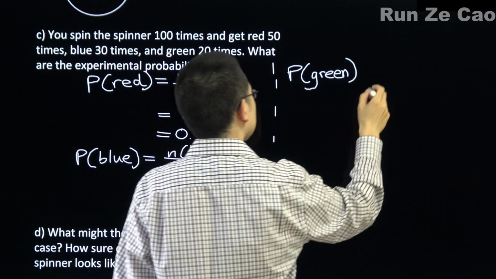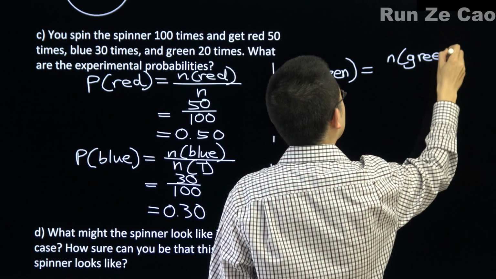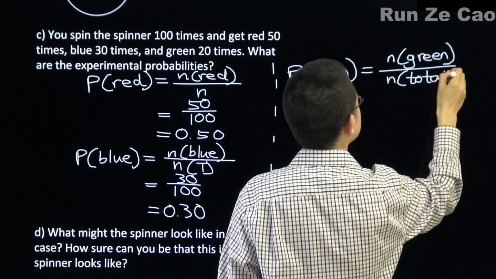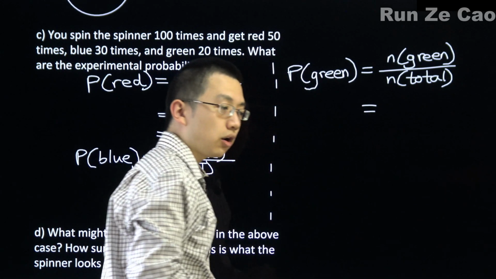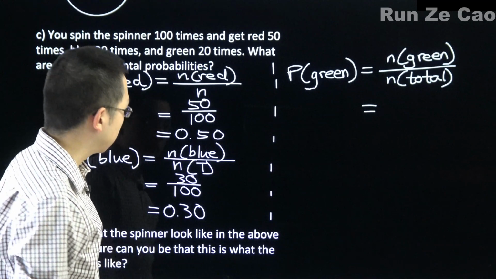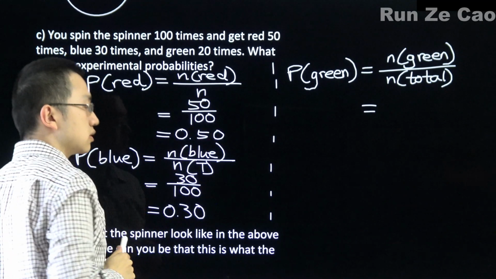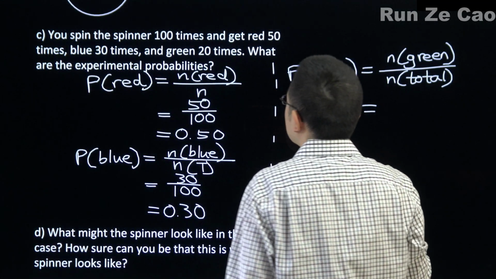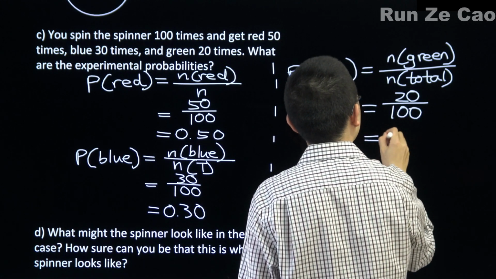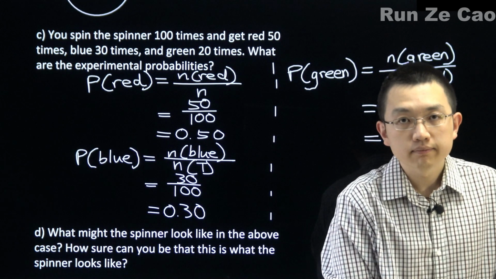So P green is equal to N green. And this is over, well, another way of writing this, N total. So we have shown all three ways you can write the denominator here for the total number of trials. As you progress, you will generally end up with this version later on. So this would be 20 over 100 or 0.20. These are the experimental probabilities.